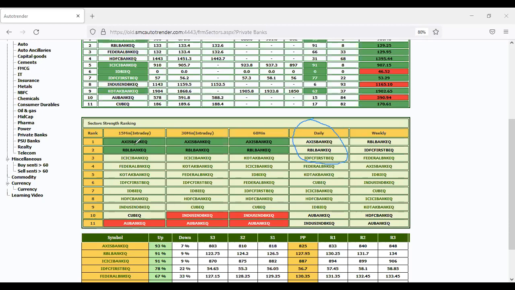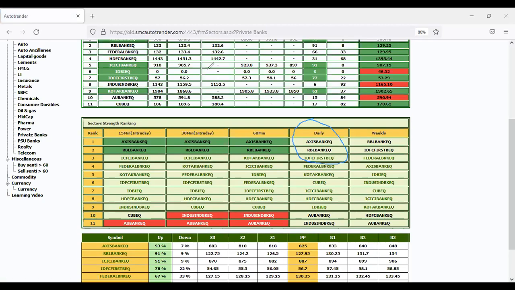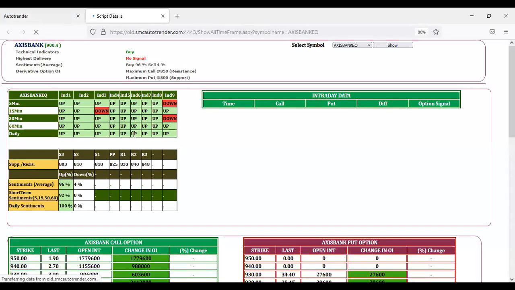And some of the advanced level traders could have bought Axis Bank and shorted IndusInd or AU Bank, or they could have bought RBL Bank and shorted AU Bank or IndusInd Bank. So you can choose the combination, but this is known as pair trading, and pair trading also works really well with data points. So Axis Bank, if I take an example, here we landed up in Axis.